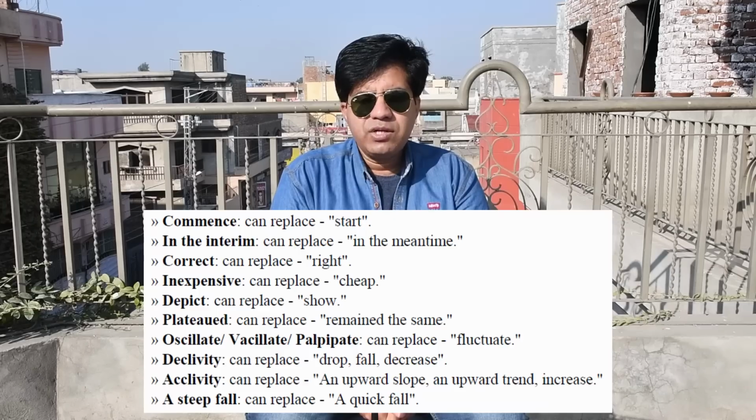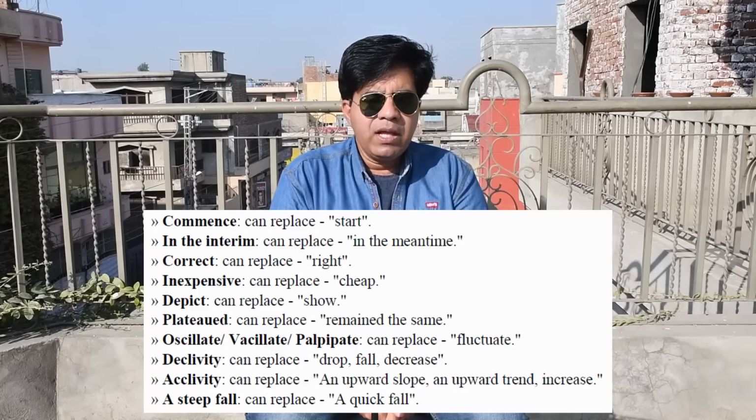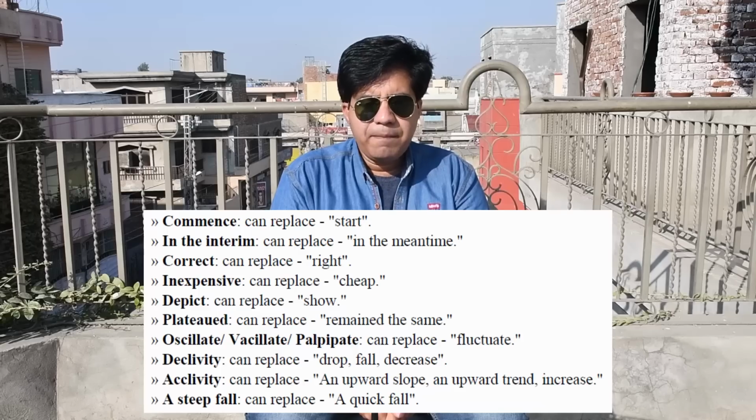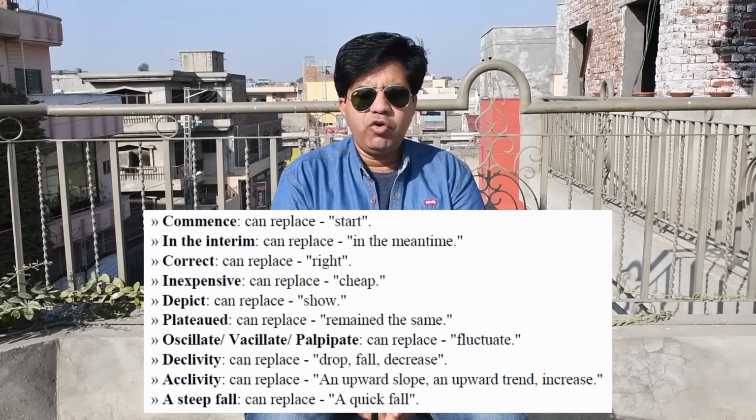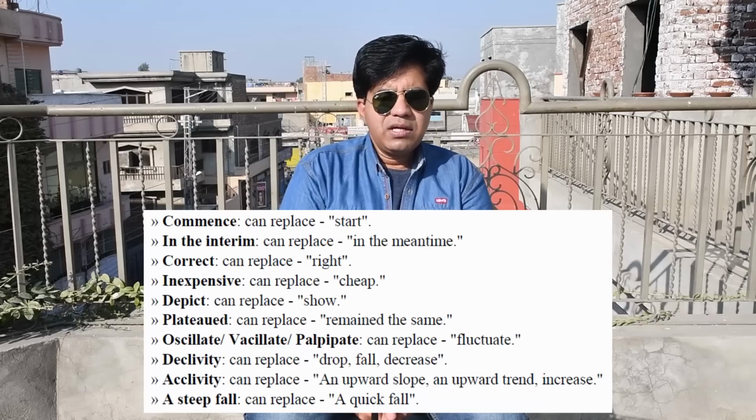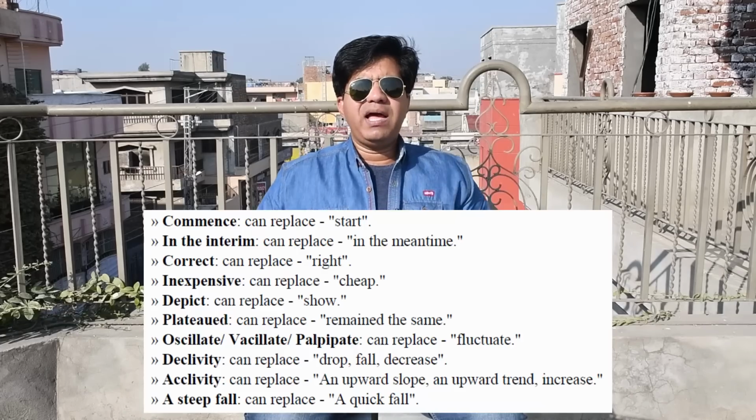Depict, show. Plateaued can be replaced by remained the same. Oscillate, vacillate, palpitate can be replaced by fluctuate. Declivity can be replaced by drop, fall or decrease, and acclivity can be replaced by an upward slope, an upward trend or increase. A steep fall can be replaced by a quick fall.